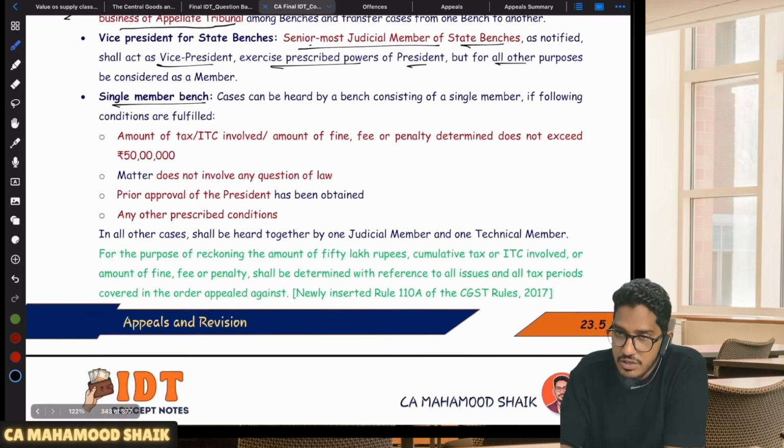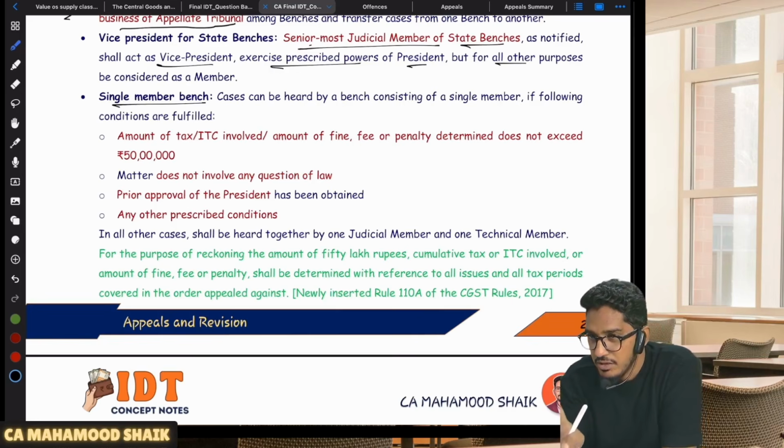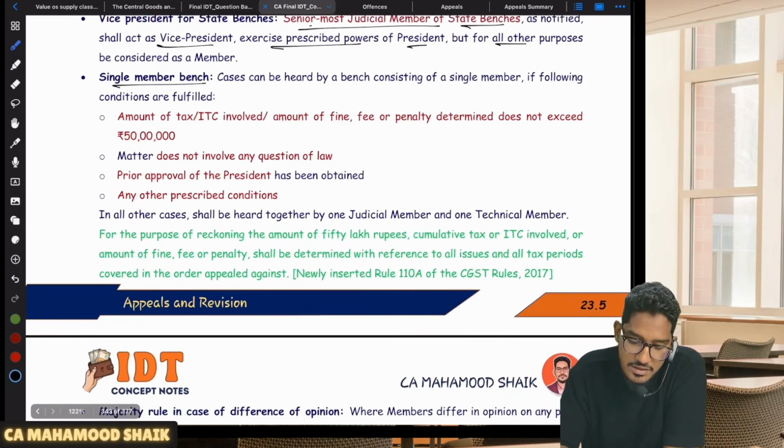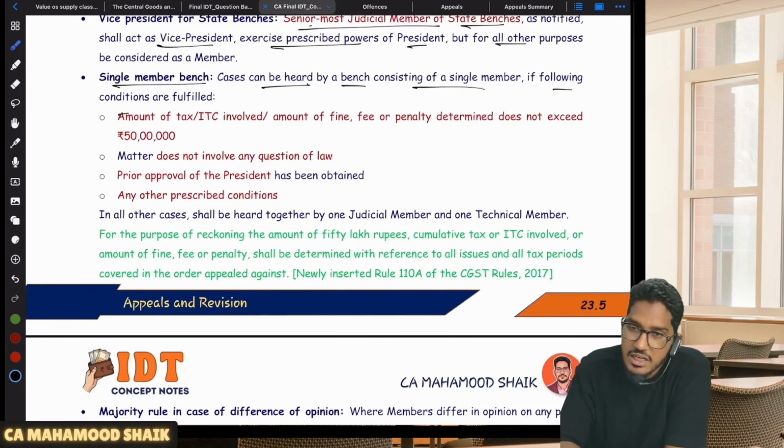Single member bench. In small cases, minimum two people will normally be required to hear the case. But in some cases, even a single member bench is permitted; even one person can hear. So what are those cases? Cases can be heard by a bench consisting of only a single member if the following conditions are fulfilled.